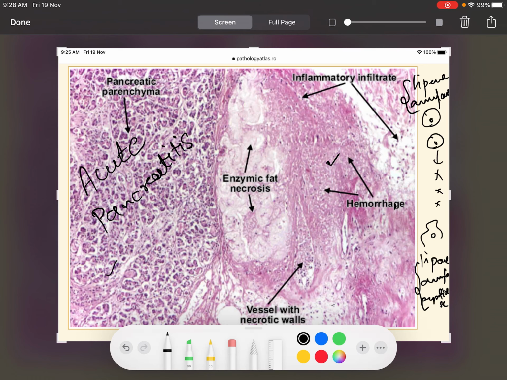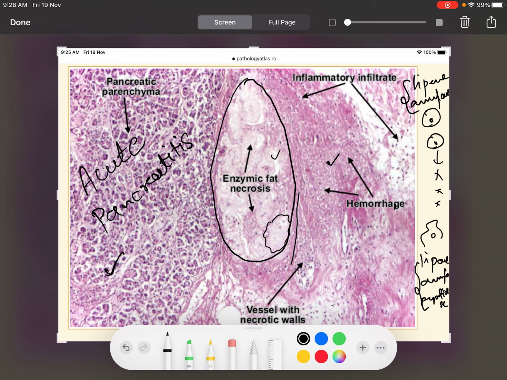Okay, so, and if we take the biopsy, then what pathologists will see is, this is a normal parenchyma. Now see this. This is the fat necrosis. Okay, so because of this lipase release and other enzymes released, the fat which is contained in the pancreas will be necrosed. So there will be necrosis of the fat. So this type of necrosis will be seen.